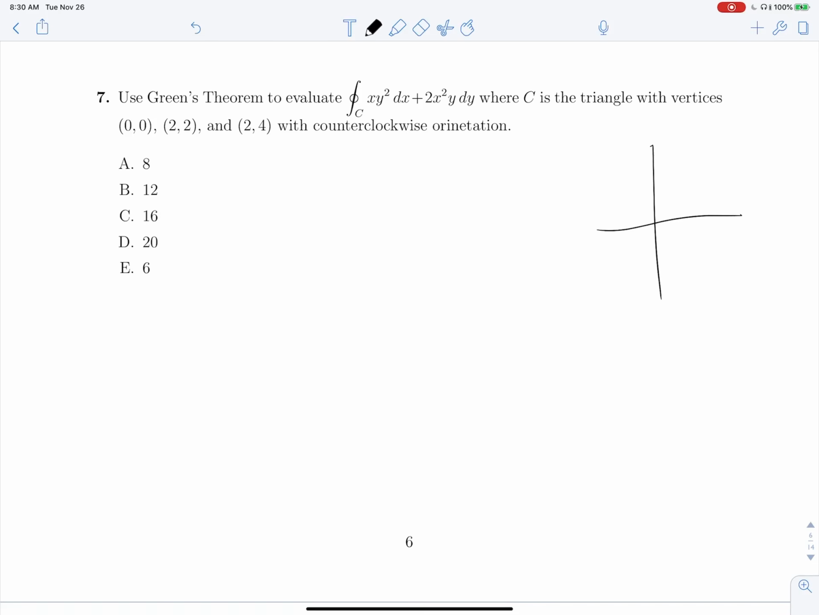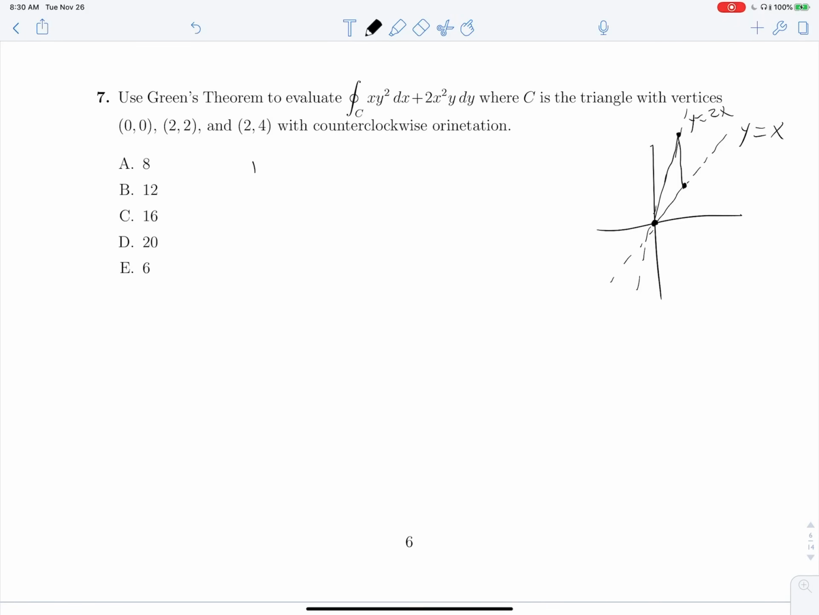So we're dealing with the triangle with vertices 0, 0, 2, 2, and 2, 4. So we can draw these in there, and we can see that really we can define this as two lines. This is the line y equals x, and then we have the line y equals 2x up there. That'll come in handy in a bit.